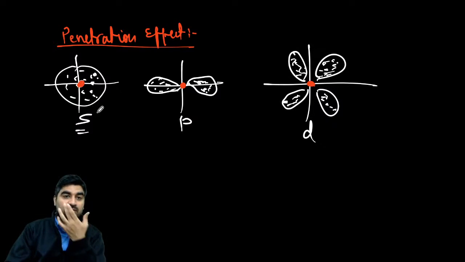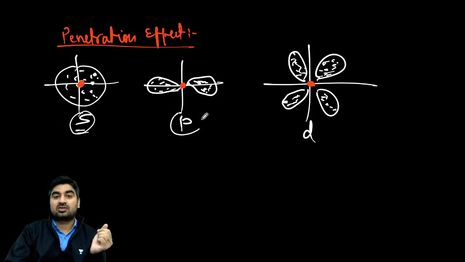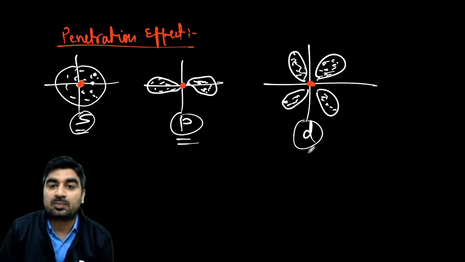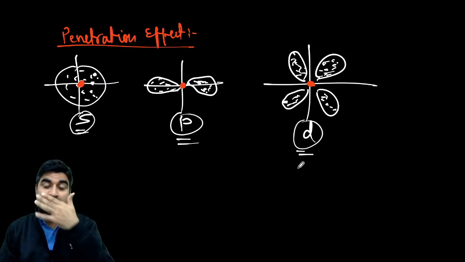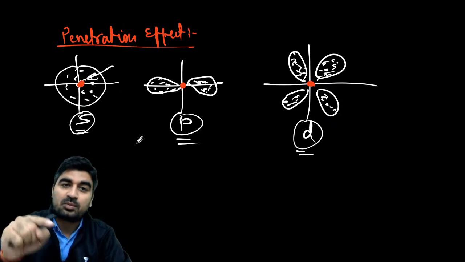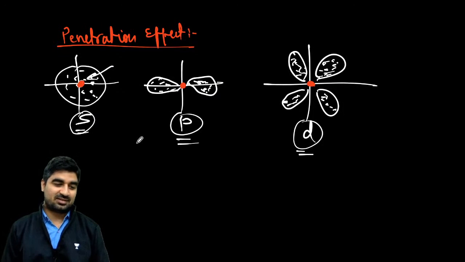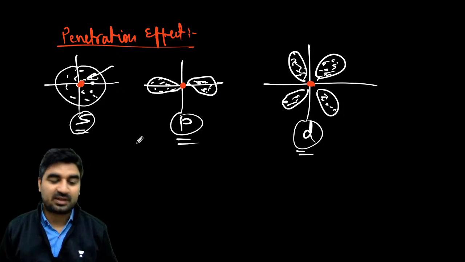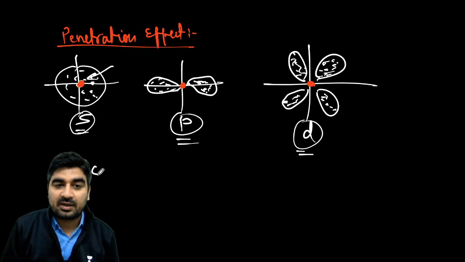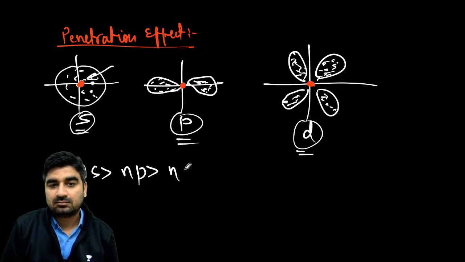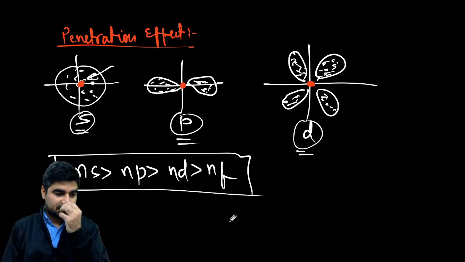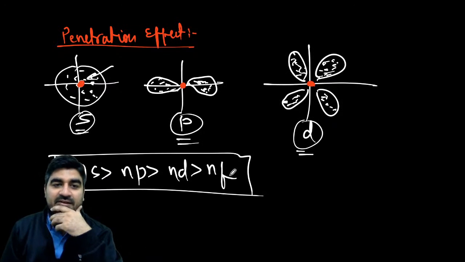So if an electron is present in the S orbital, then it will experience more attraction force as compared to P and D. So I will say that S electron will have more penetration effect, and those electrons are more penetrating towards the nucleus. Got it? So the penetration order will be nS, nP, nD, and nF. Got it? So this will be the penetration effect.